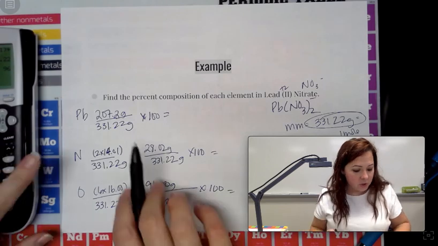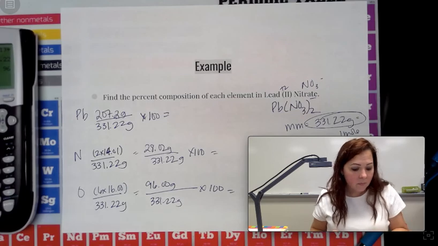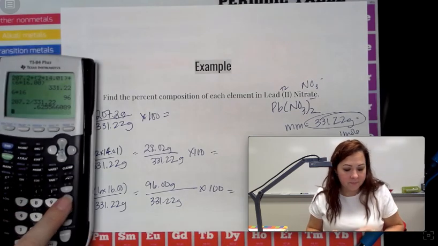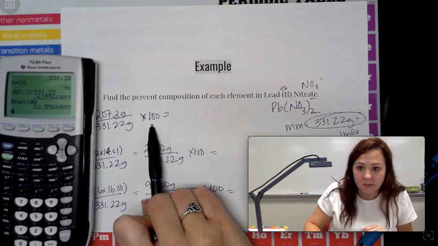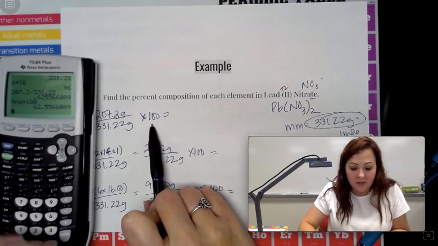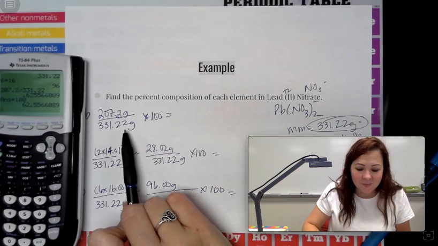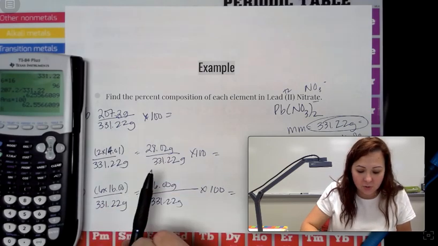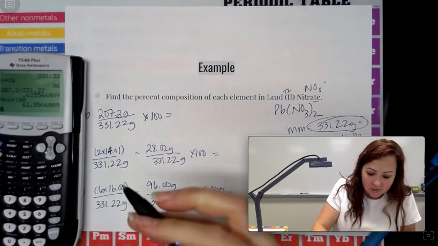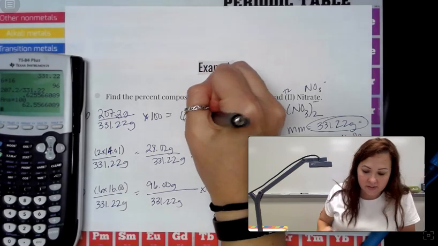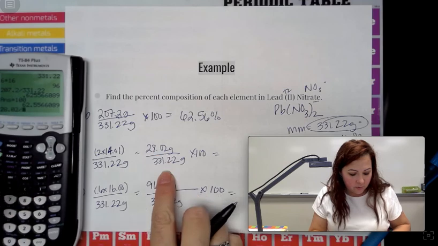So this one we're going to take 207.2 divided by 331.22 times 100. Now sig figs. 100 is not a measurement, it's an exact amount. So I have to look here, I'm dividing, so I'm going to use the least amount of sig figs as my input numbers. So 1, 2, 3, 4, 1, 2, 3, 4, 5. My answer can only have 4 sig figs. So 62.56%. The next one, 28.02 divided by 331.22.